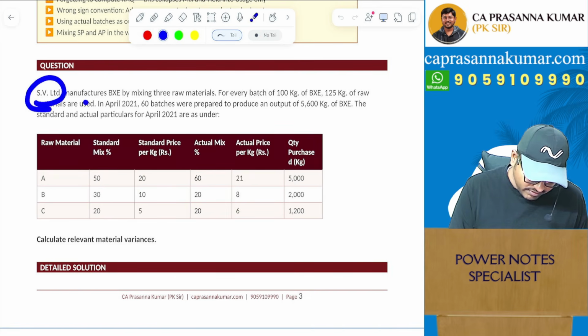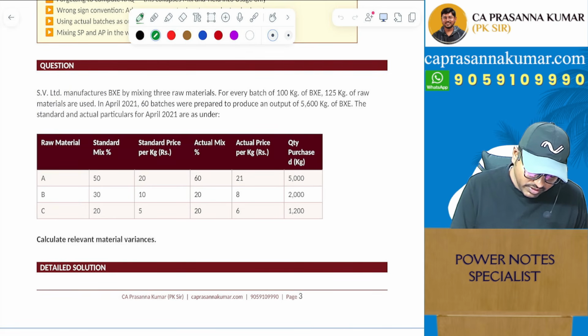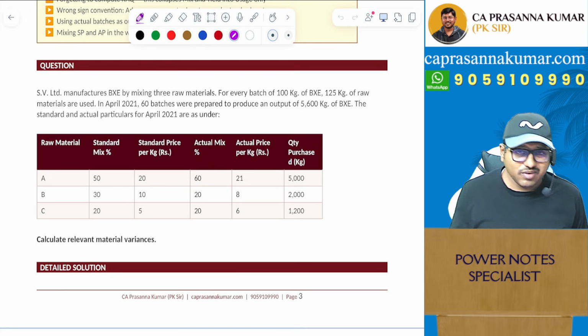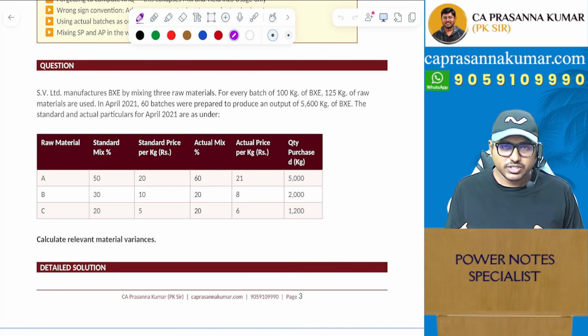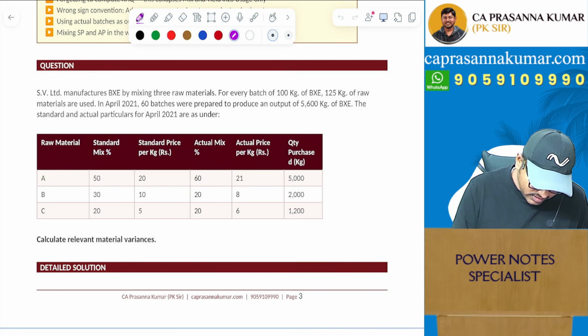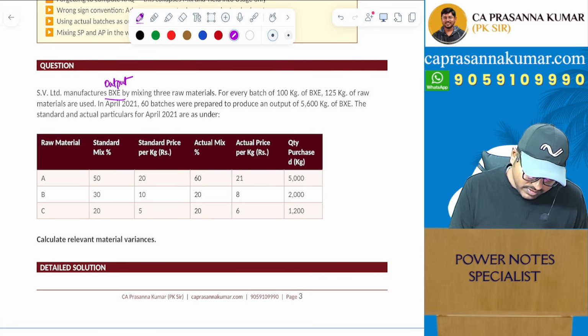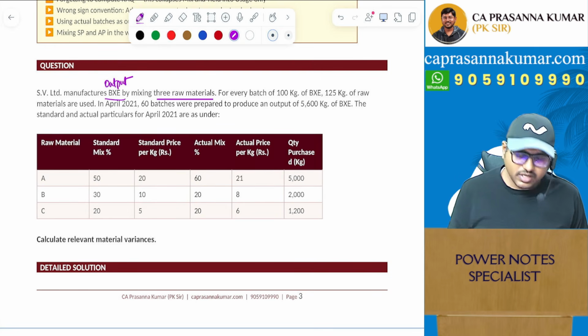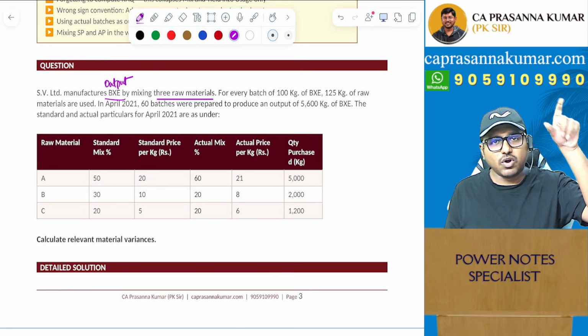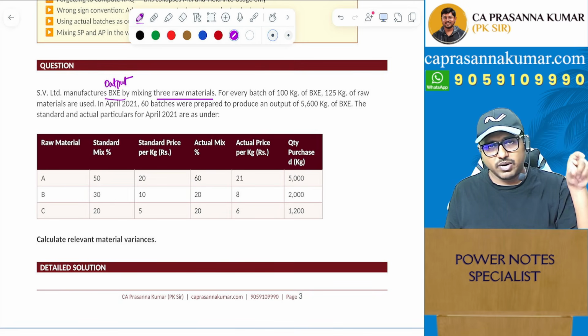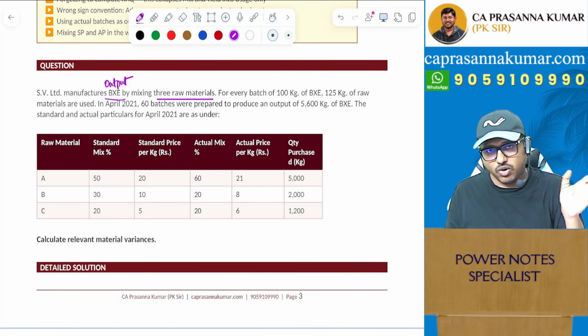SW Limited manufactures BXC by mixing 3 raw materials. Now, always remember, when it comes to any material variances, first you need to identify which is output, which is input. Very important. So you can see this BXC over here, this is nothing but output by mixing 3 raw materials itself. So 3 raw materials means more than one, which means you'll have cost variance, then you'll have price, usage, mix as well as yield. All the 4 formulas will come.